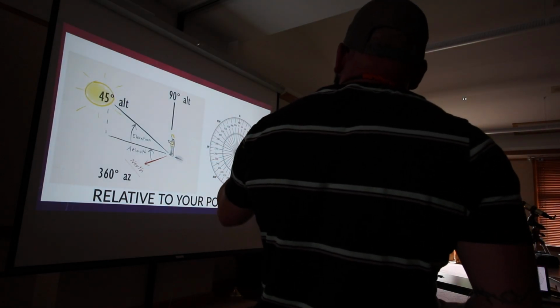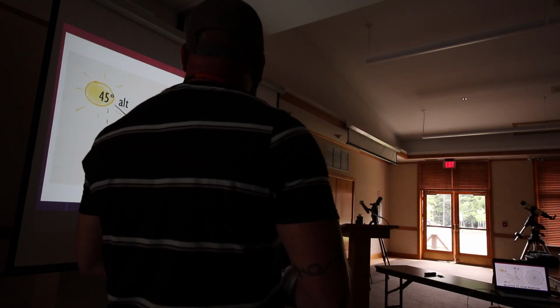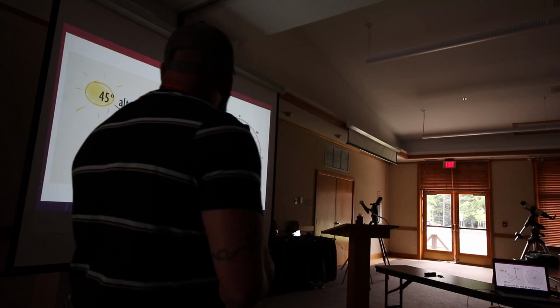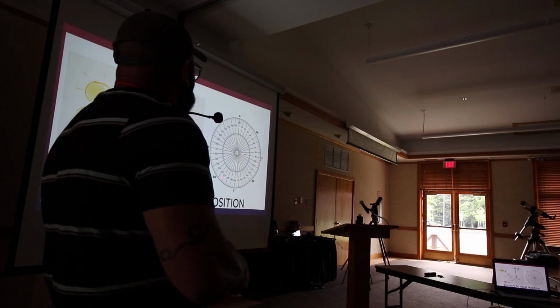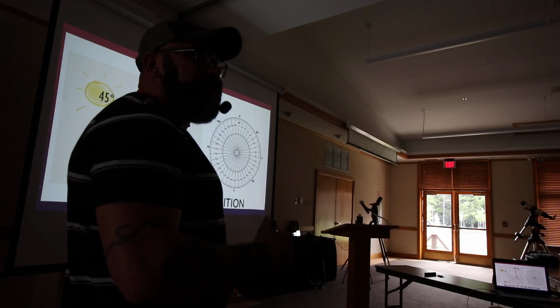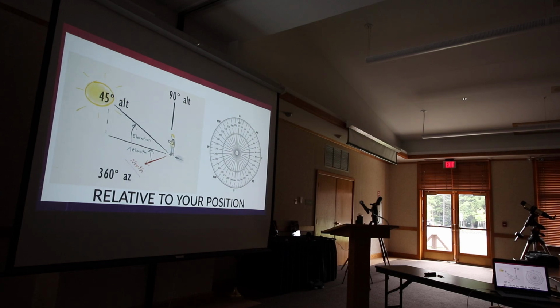You're going to hear me reference azimuth and altitude, and I'm sure some of you understand this, but I'll touch on it real quick. Azimuth is just like a compass. 360 degrees would be north, and 180 degrees would be south, and that's always relative to your location. So if this telescope is north to me now, and I move here, it's no longer at 360 degrees, it's at say 7 degrees. So it's always relative to your location.